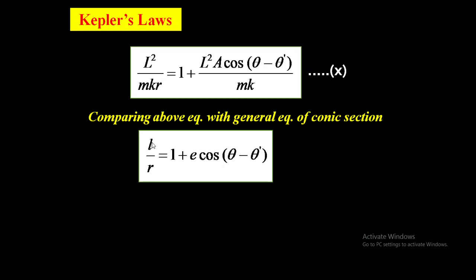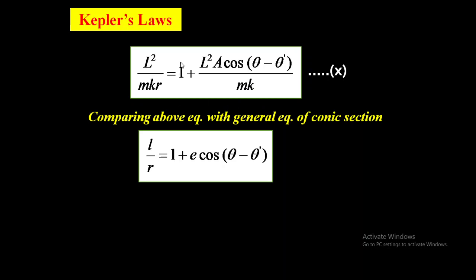Here the coefficient of 1 by R is L plus E cos theta minus theta dash. So cos theta minus theta dash is here. So what is the coefficient of cos theta minus theta dash? L square A upon mk. So in place of E, here is L square A upon mk.